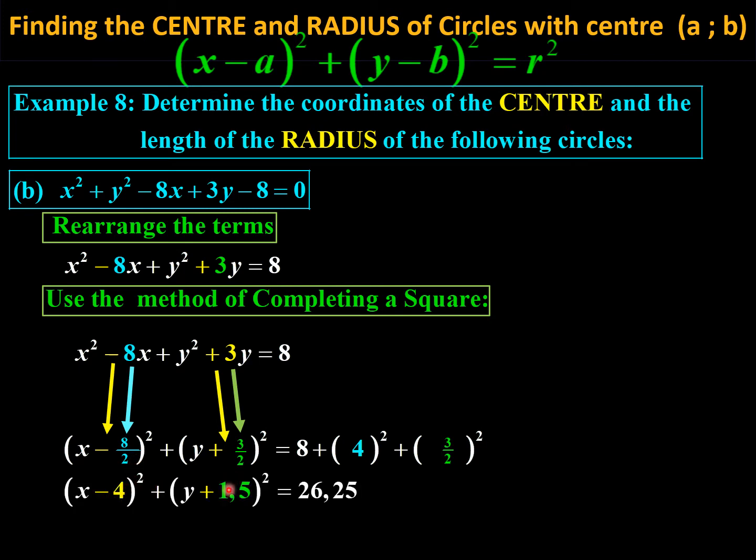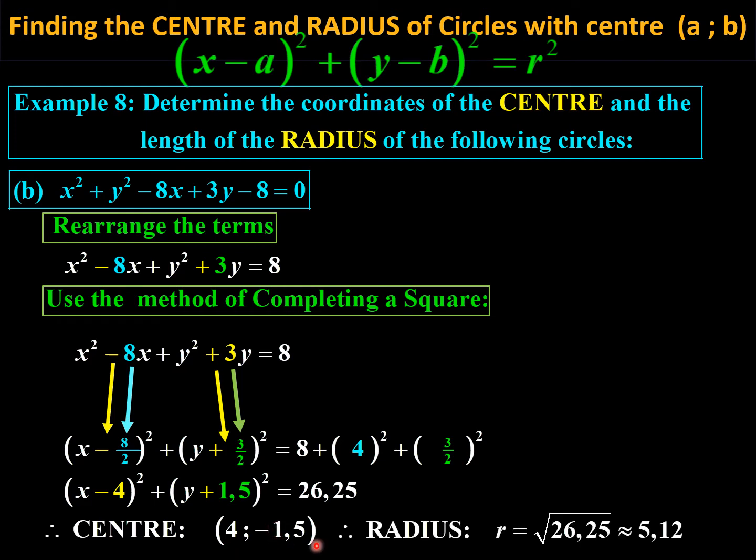8 over 2 is a 4. 3 over 2, maybe it's easier to write it in decimal form, 1,5. This you can calculate, and we end up with 26,25. Now we can read off the center. So that's a negative 4, it becomes a 4. That's a positive 1,5, it's negative 1,5. And the radius there is square root of 26,25. And they want it rounded off, it's approximately 5,12.